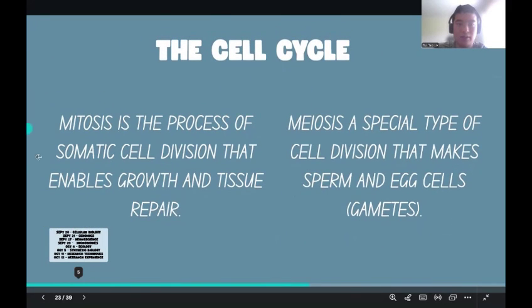So here is the cell cycle. Mitosis is the process of somatic cell division. Somatic just means the body cell, excluding the sex cells, and it enables growth and tissue repair. Meiosis is a special type of cell division that makes sperm and egg cells, the haploid gametes.